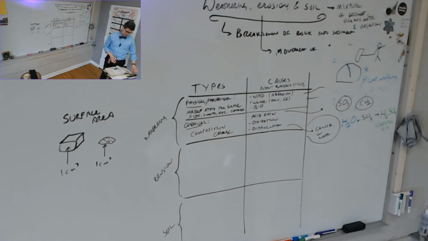What is erosion? We already said it is the movement of sediment, but what might cause that? We have some types of erosion here that we're going to list. What are the types of erosion? Or can you think of any types of erosion?